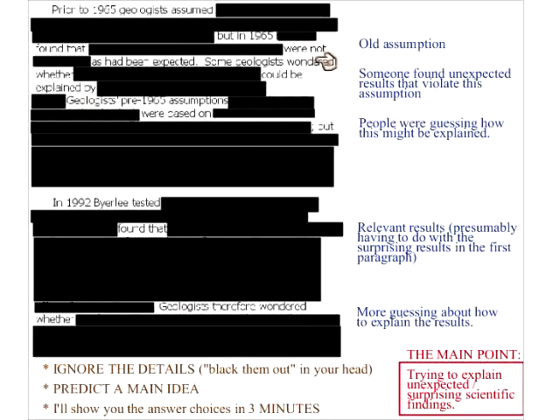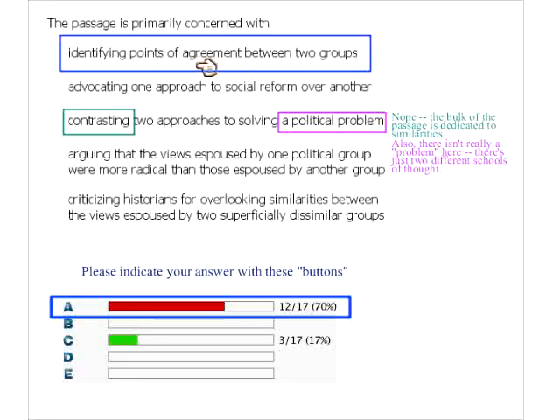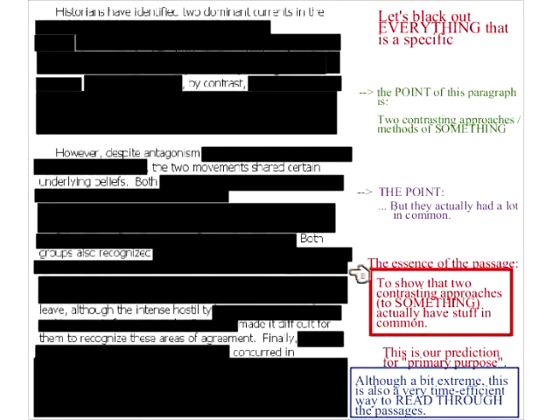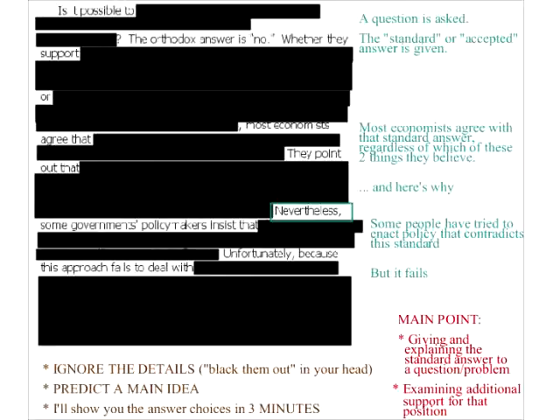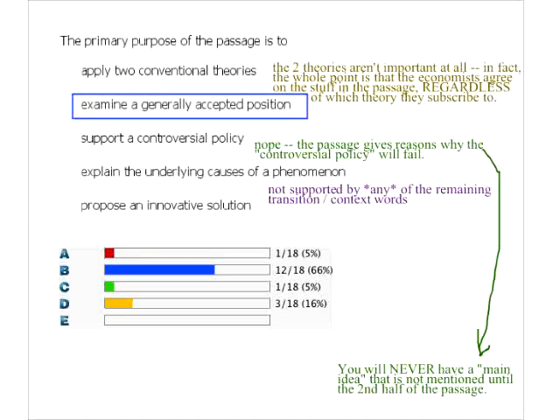Here was your unexpected finding. Here's some explanations. Here's some more explanations. It's the entire passage. In this one, identifying points of agreement between two groups. Here's the two groups. Here's the points of agreement. It's everything. I mean, the main idea should touch on the bulk of the passage. If it's a short passage, it should be quite literally the entire thing.